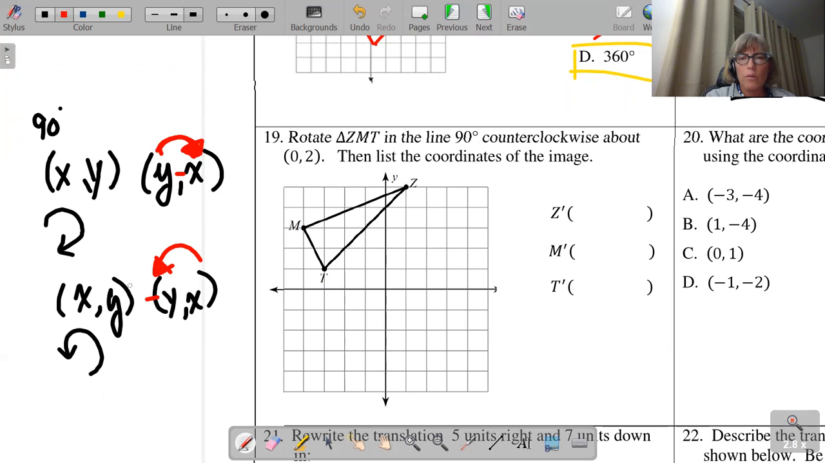So here, in general, this is only when you are about the origin. But we're not rotating about the origin here. We're rotating about 0, 2. So we are rotating right here 90 degrees. So for this one, you're going to get out a ruler.